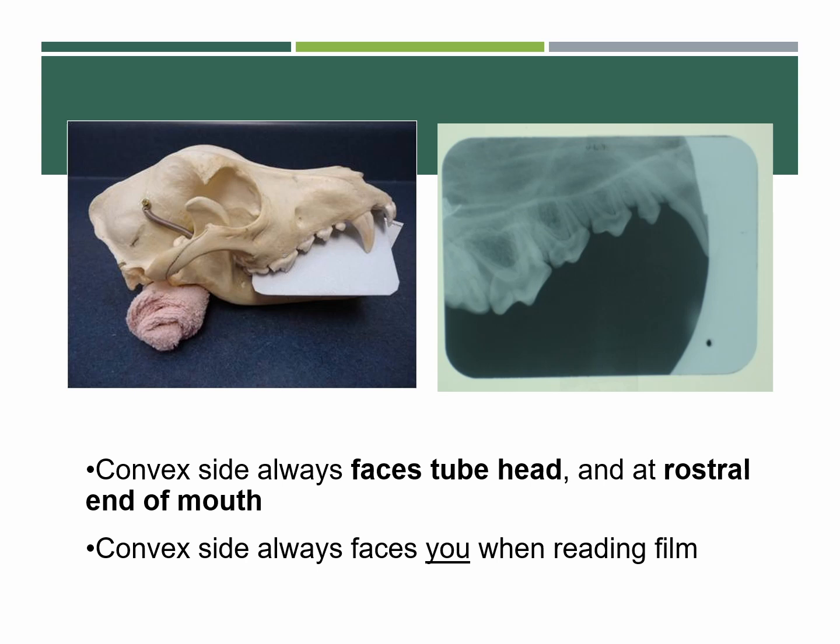So convex side always faces tube head and at rostral end of mouth. You can't really see it there, but the convex dot is at the front, and the convex side always faces you when reading the film. So you can see it's the same orientation that you took it. Okay.